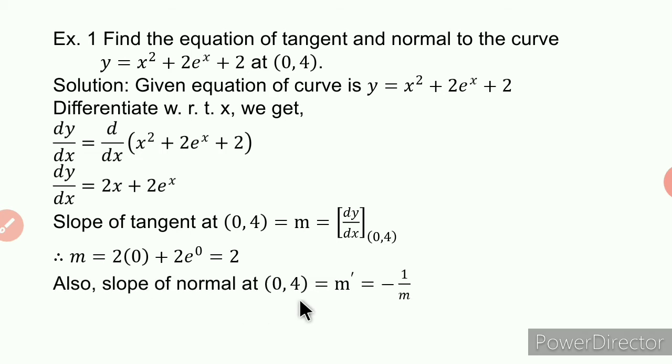So the slope of normal at point 0, 4 is denoted by m dash, and it is equal to minus 1 upon m. Substituting the value of m, we get m dash is equal to minus 1 upon 2. Now we get both the slopes, slope of tangent as well as slope of normal, and also we know a point on both, and so we can find the equation of tangent and normal by using the slope point form.